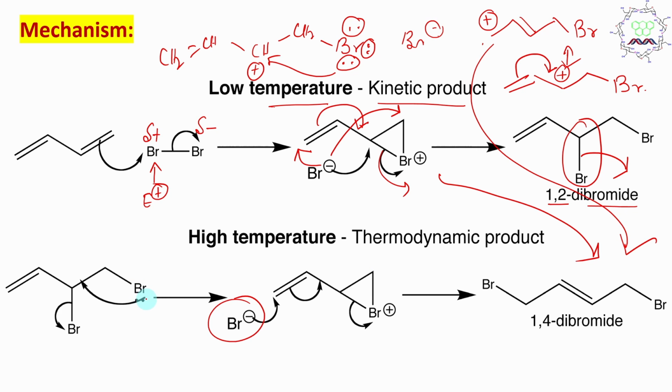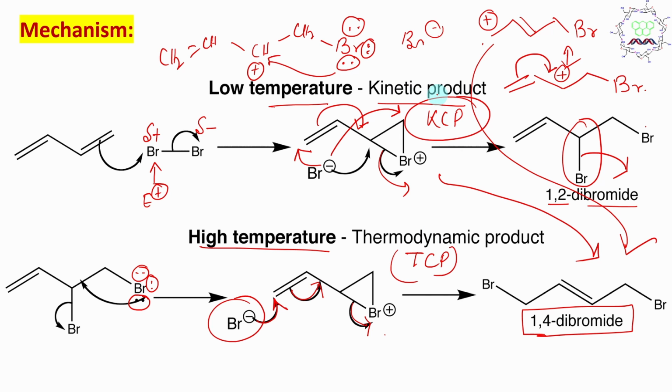Or you may think, sir, that under this condition, again what can happen? This bromine lone pair can attack in an intramolecular reaction, and it can produce this bridged bromonium ion, and this bromine can attack here. It will go there, and ultimately this bond will be broken. So the ultimate product is 1,4-dibromo, but it is at high temperature, 60 degrees centigrade. That's why it is called the thermodynamic control product, or TCP, and the initial one is called KCP, or kinetic control product. So this is the mechanism. I believe you have understood this.